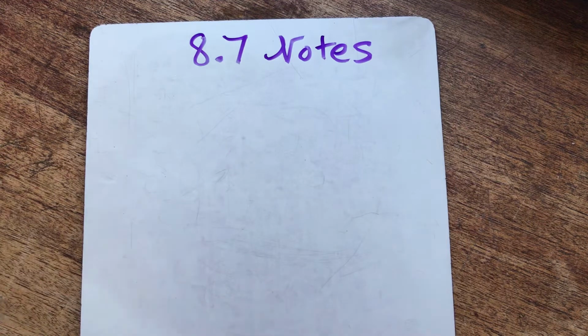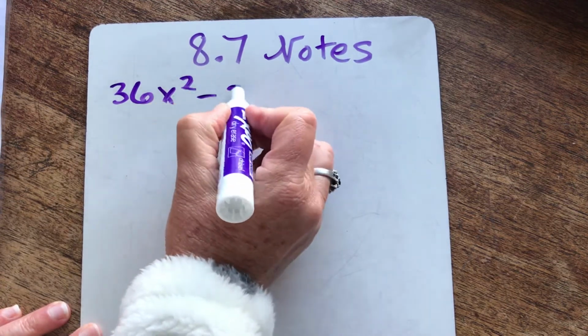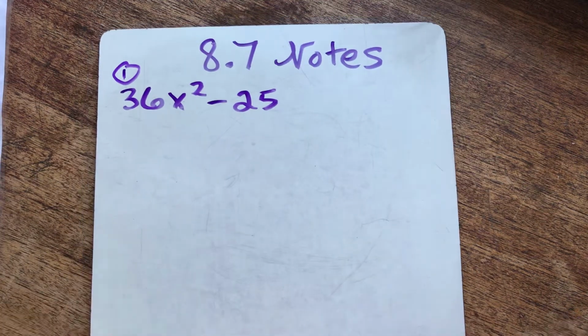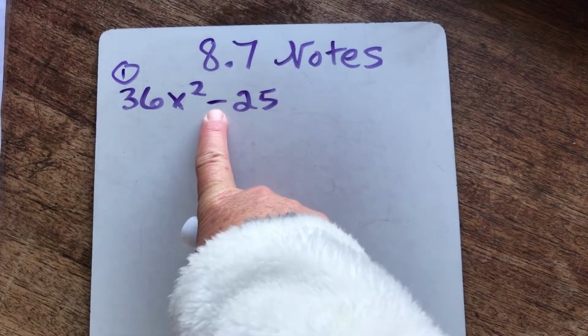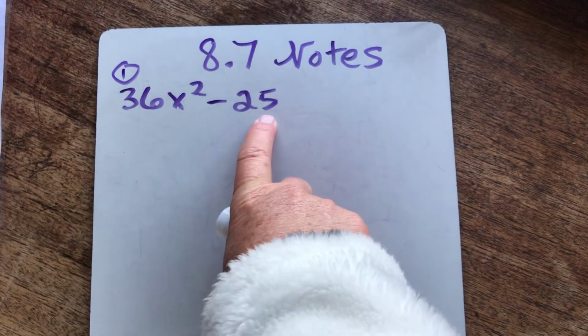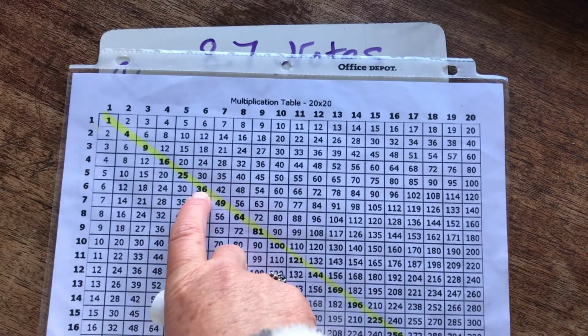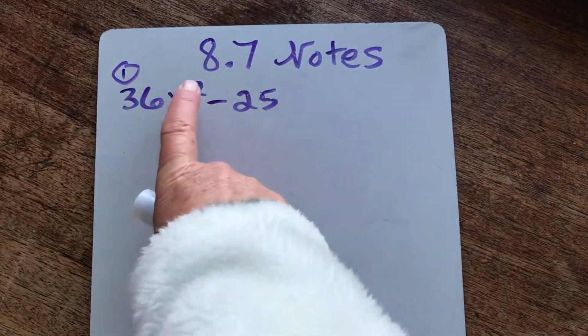Great. So we can see the first question on our notes is 36 x squared minus 25. That's question number 1 on our 8-7 notes. Well, first of all, let's see if this is a difference of perfect squares. Let's see if it meets the qualifications. Is there a subtraction sign in the middle? Yes. Are 36 and 25 perfect squares? Well, if we look at our multiplication chart, 36 is and 25 is. And is this a square?